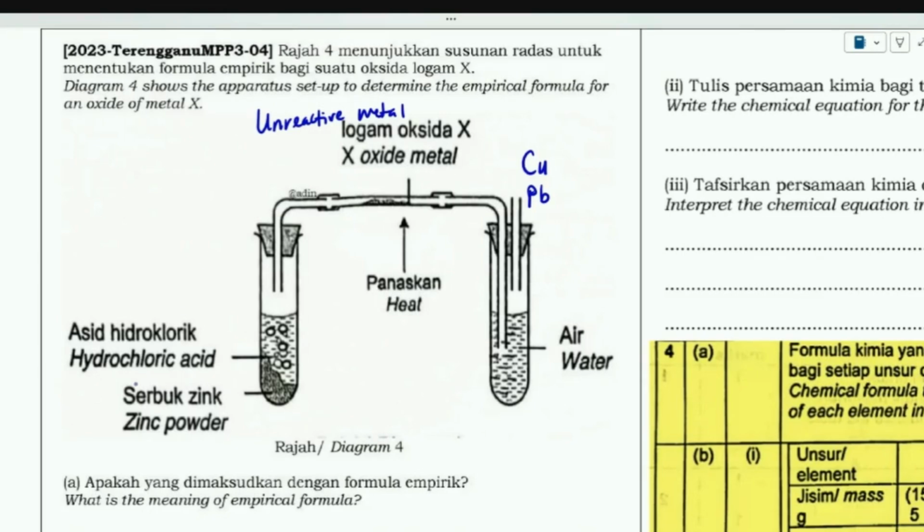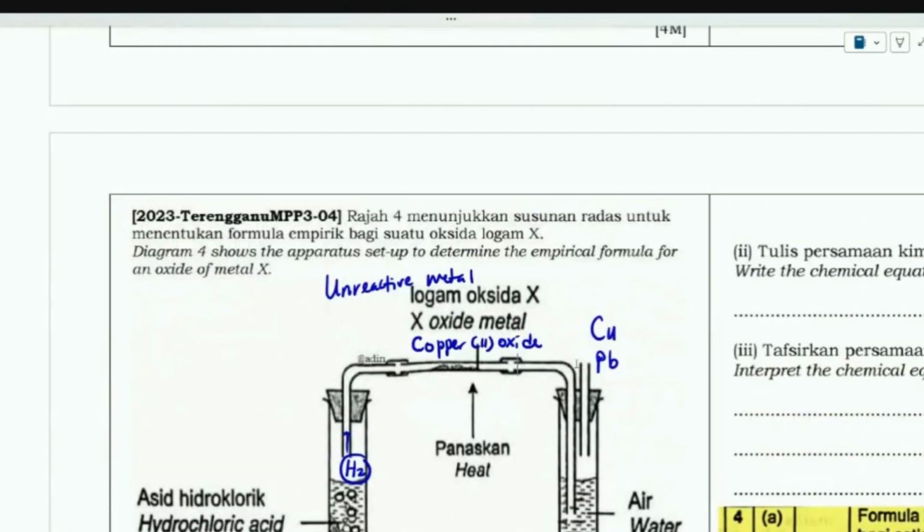Acid reacts with metal. These two react, right? Then you produce hydrogen gas. The hydrogen gas flows through the hot X oxide, so for example, copper oxide. But here we still don't know what the formula actually is. Then here involves 2 equations. This one has also been discussed in the quiz already.